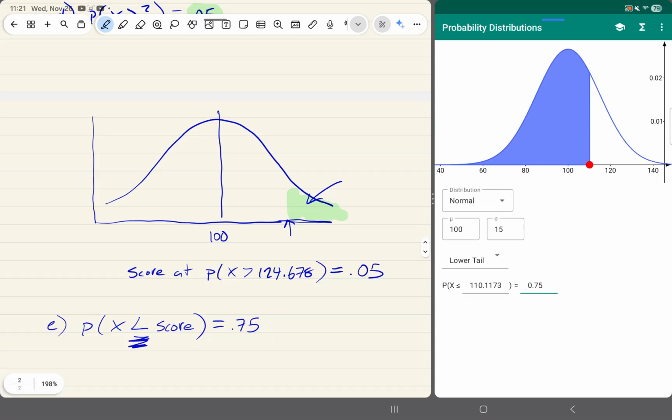And that probability there, score equals 110.1173. And let's see, what does the book think the answer should be?